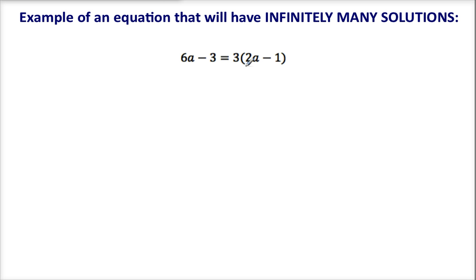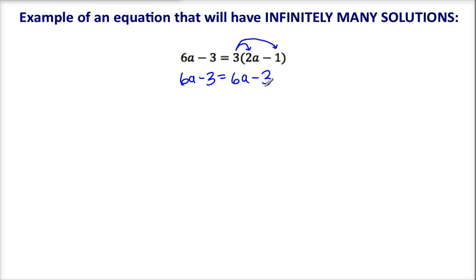So let's use the distributive property and solve this equation so you can see what it looks like when we have infinitely many solutions. Distributive property means everything inside the parentheses gets multiplied by 3. So this side stays the same. And then we do 3 times 2a, so 3 times 2 is 6a. And then 3 times a negative 1, which is negative 3. Okay, so this is the equation that we're working with.